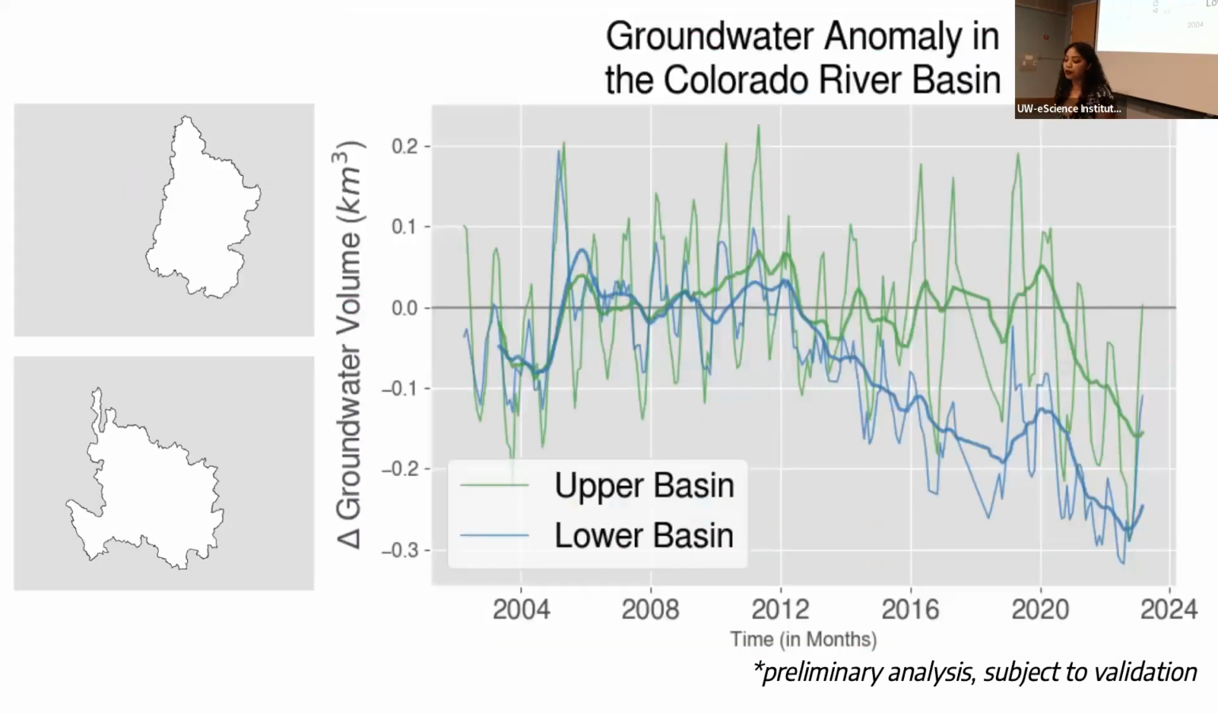Now, speaking of the upper and lower basin, we can, using our workflow, look at individual basins and their trends over time. Now, the division between the basins was decided politically, but it turns out that the upper basin is a crucial water source for the lower basin. And so we observe that even though there is still this downward trend over time for both the upper and lower basin, it's more significant within the lower basin.